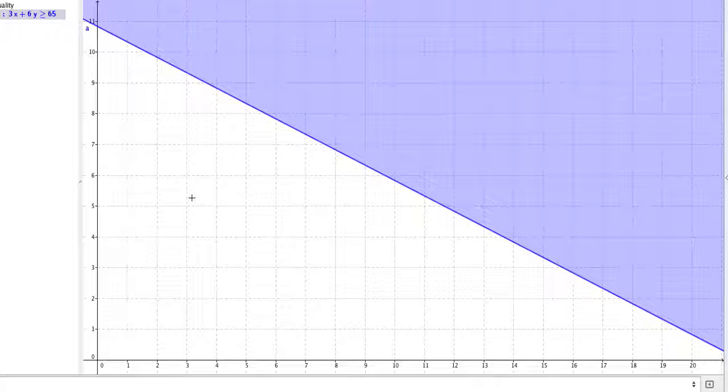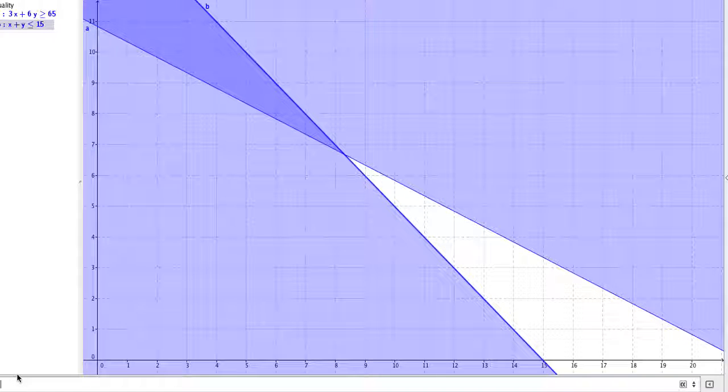Now let's enter the second inequality, x + y is less than or equal to 15. Look down here in the input part. The input will be x + y is less than or equal to 15. Then click on enter. Look where the graph is. Again, another solid line because it's less than or equal to. And that's the graph of x + y is less than or equal to 15.